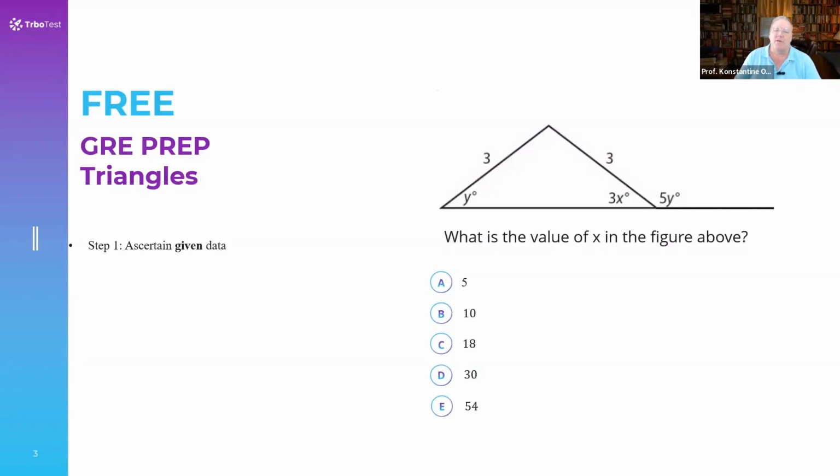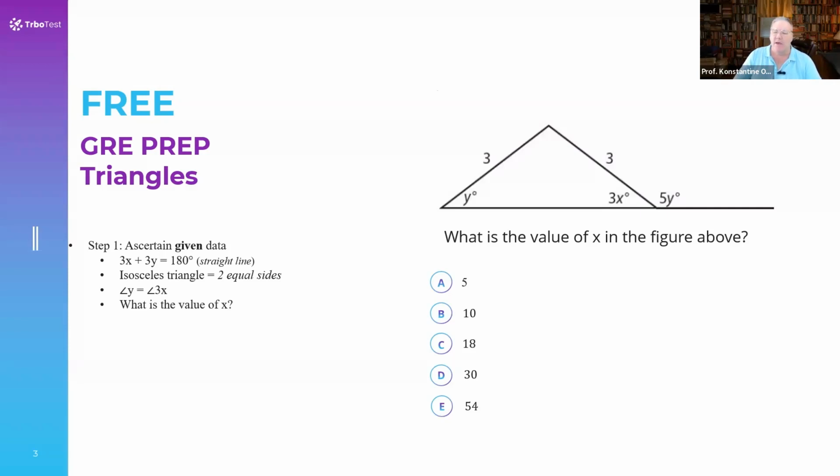All right, the first thing we want to do is ascertain the data. Like I said, we have 3x on the bottom plus the 5y would equal 180 degrees. Of course, we don't know what the actual degrees are yet, but let's keep going and see if we can't figure this out. Because two sides are the same, both lengths are 3, we know immediately that this is an isosceles triangle. An isosceles triangle has 2 equal sides. It also has 2 equal angles at the bottom. So angle y and angle 3x are both the exact same degrees.